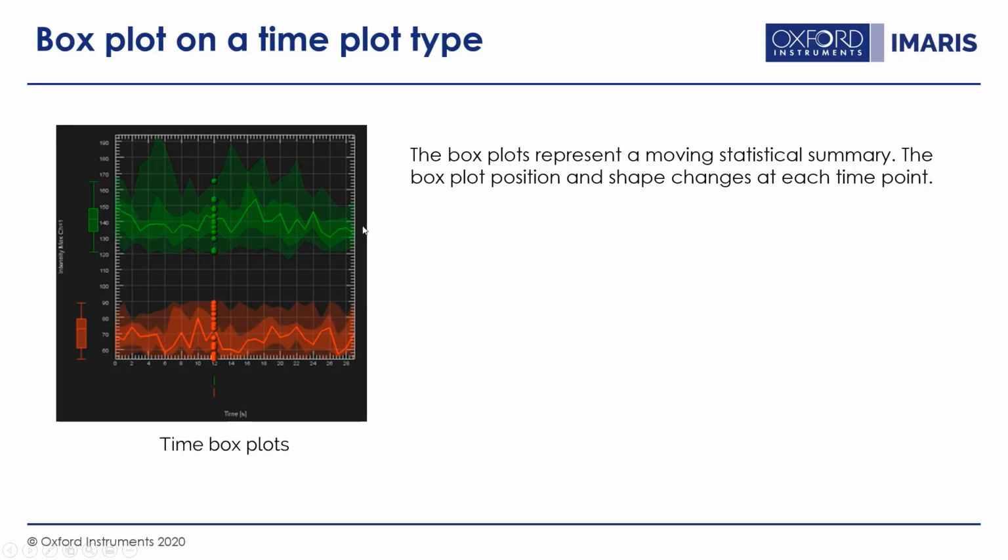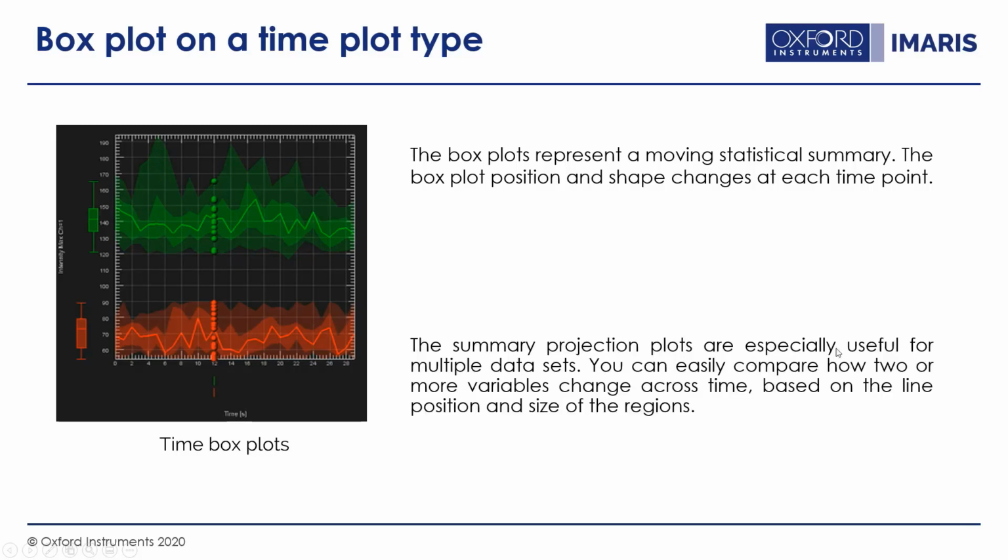So the bright line is the median, the dimmer is the first and third quartile, and the even dimmer is the spread of the data, so the min and the max.